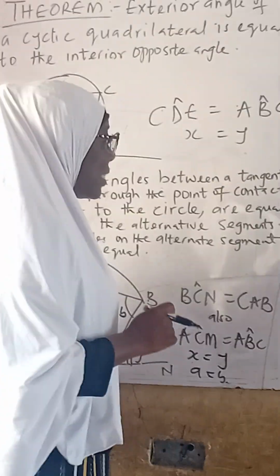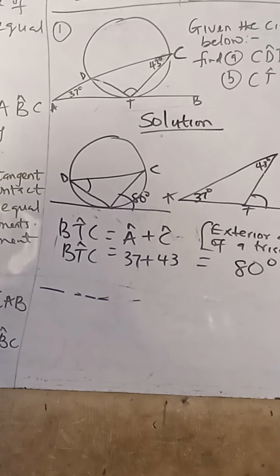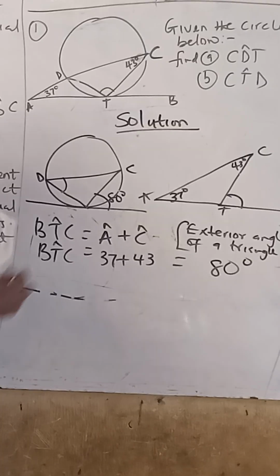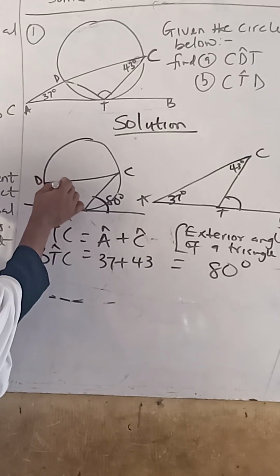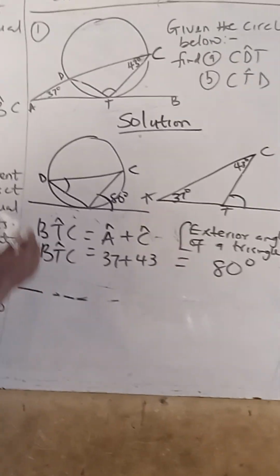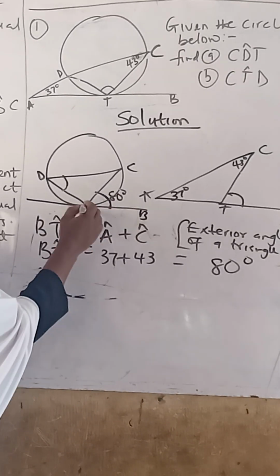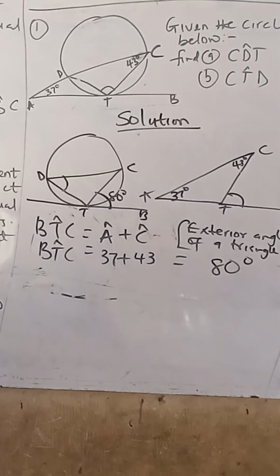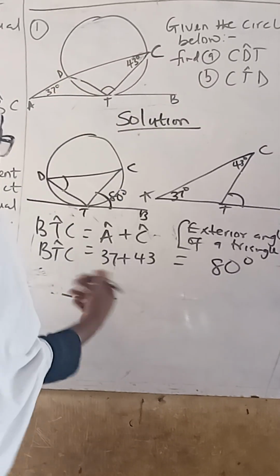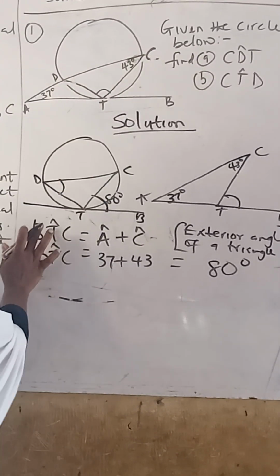I can now remember that anytime I have a triangle inside a circle and I have a tangent, then I am free to say that the angle that is produced outside of this chord will be equal to the angle inside the alternate chord. So therefore, let me say this is B, this is T. So C, T, okay. We are looking for C, D, T. So we have gotten C, D, T without wasting time.